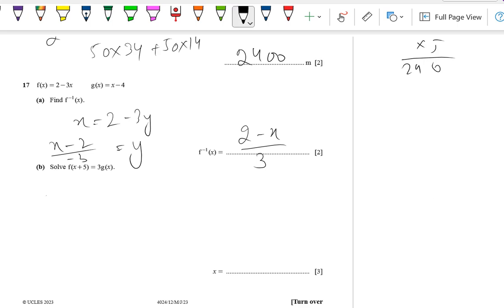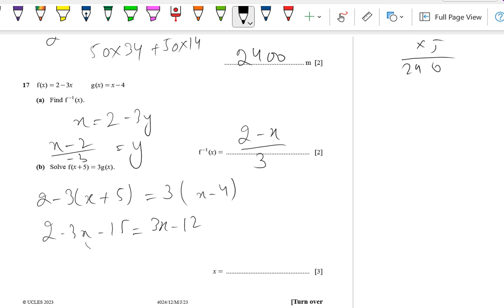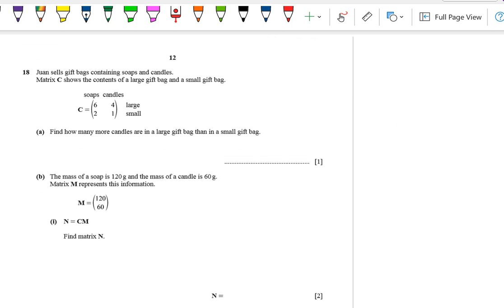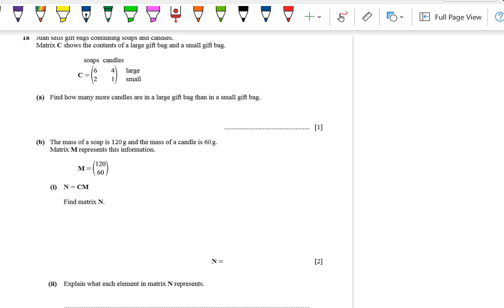f of x plus 5. Put x plus 5 in the place of x in f and multiply 3 with the function of g. Now simplify it. 6x minus 13 plus 12, 1. 1 by 6 would be your answer. Not in syllabus anymore.